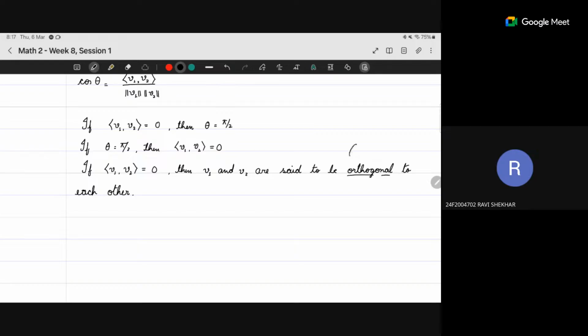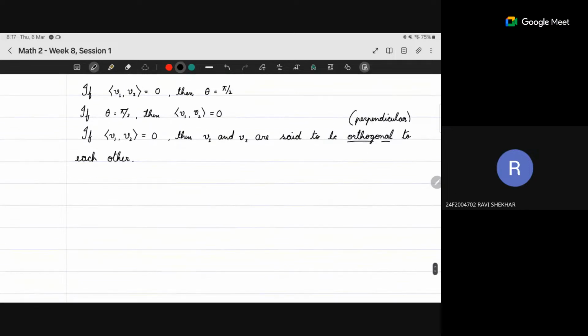Orthogonal, sometimes even perpendicular. More commonly, orthogonal is used. So it is the same as saying the angle is 90 degrees, or sometimes people also use the name perpendicular. Now let's take an example.